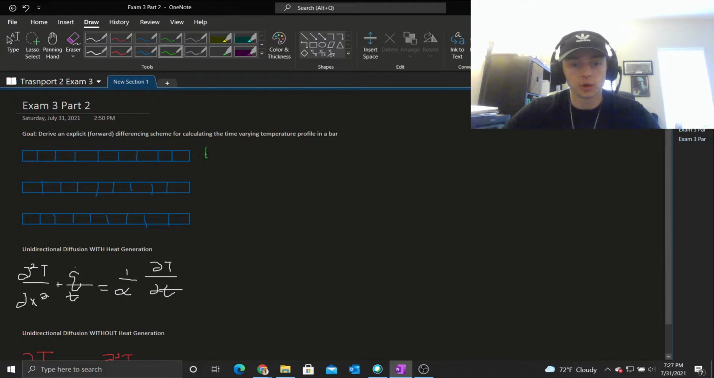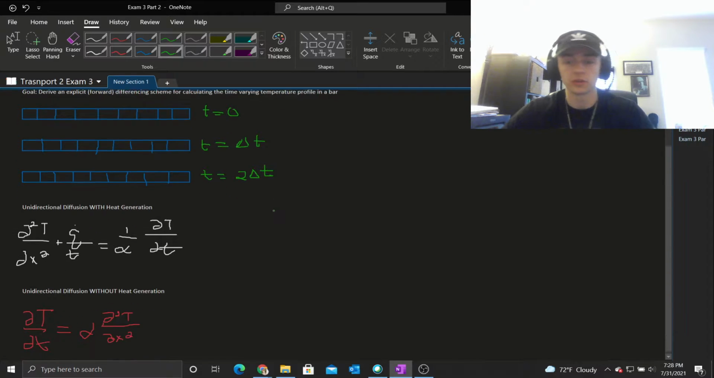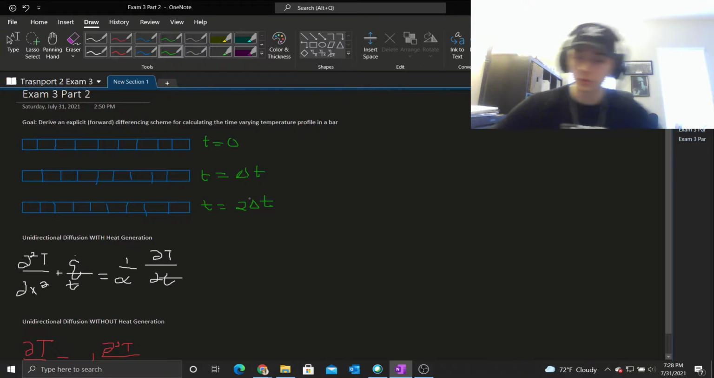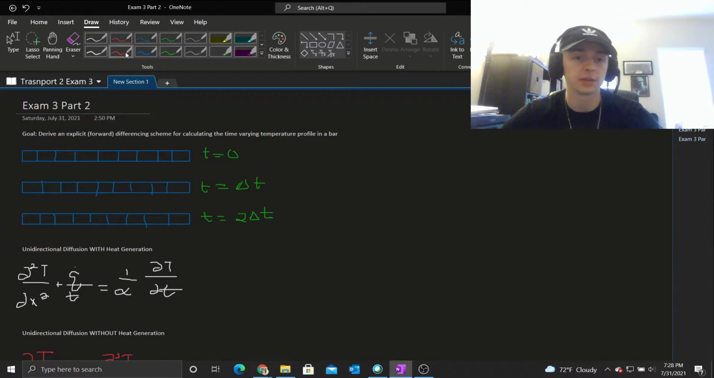And so if we wanted to write out the temperatures at different times, we could say that this is the bar at time equal to 0, then at time 1 it is equal to delta T, and at time 2 it is equal to 2 delta T. So what we're going to do is find the temperature in the bar at different times. Let's find it at bar position 5.